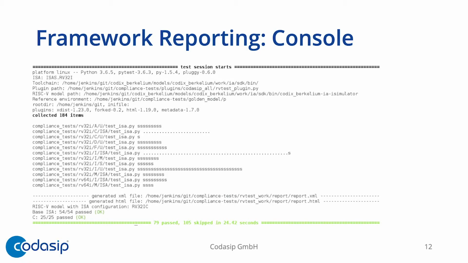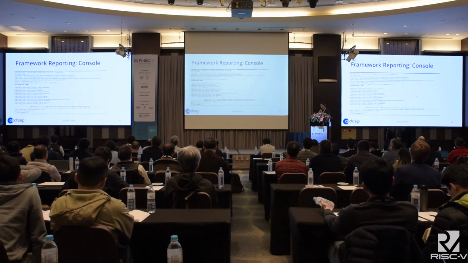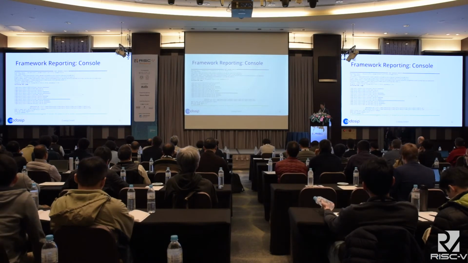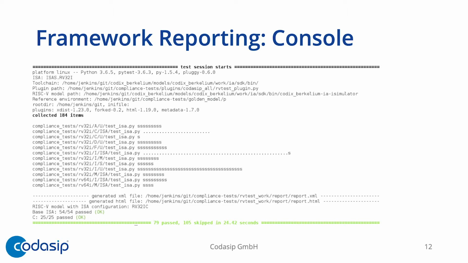Then follows the execution phase of the framework. So the tests are executed both on the reference and user models. Next to the name of the test, you can see its result. S stands for a skipped test, so it hasn't been executed, and a dot stands for passed. There are other letters in case of failure or other errors. As the last step, you can see the framework has generated the reports in a specific path. And as the last section, you can see the tested configuration and some more detailed information about the tests.